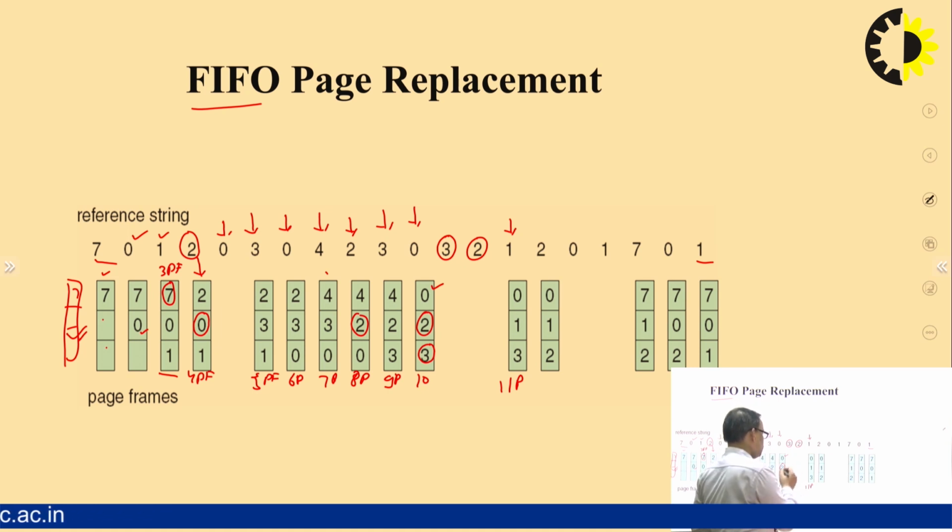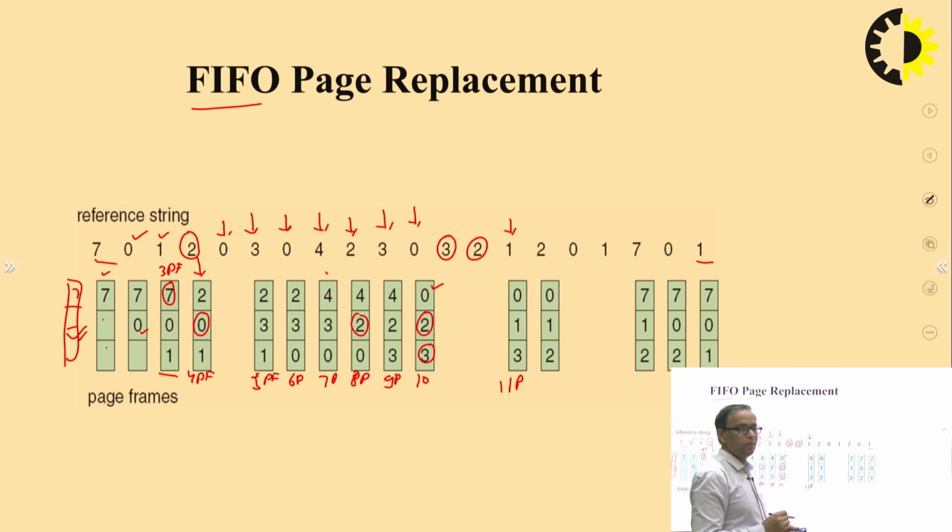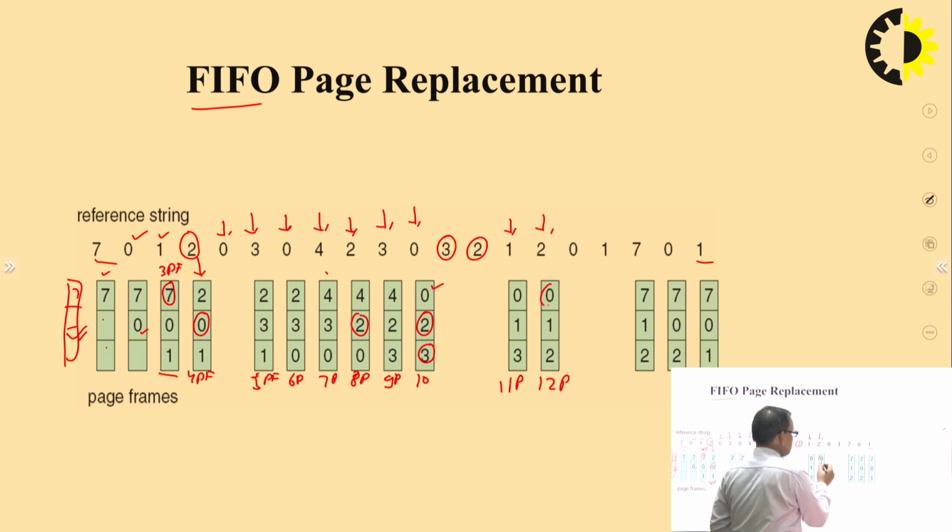Next, among 0, 2 and 3, 2 is inserted first into the main memory, so 1 is placed here. Again 2 is not now present in main memory, so the page fault count value will be increased, so it will be 12 now. Okay, next one, the 0 is present in main memory, so no page fault value will be increased. Again 1 is present in main memory, so no page fault count will be increased.